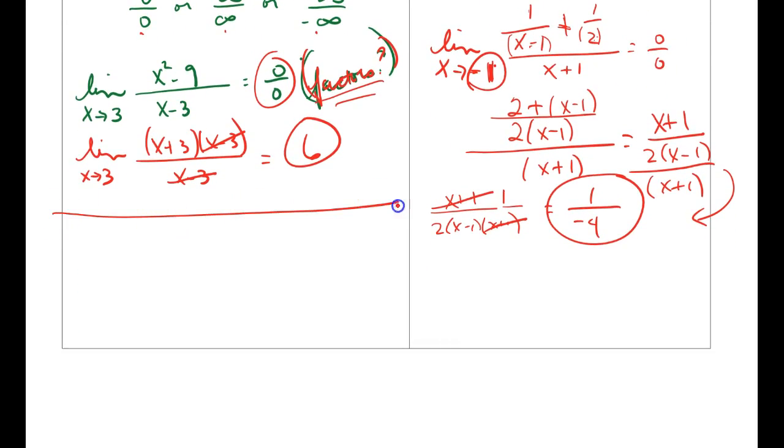The last one, I'll switch to a different color because I didn't do an extra box for it. This is whenever you have a radical, okay? So limit as x approaches, I gotta think about this one too.